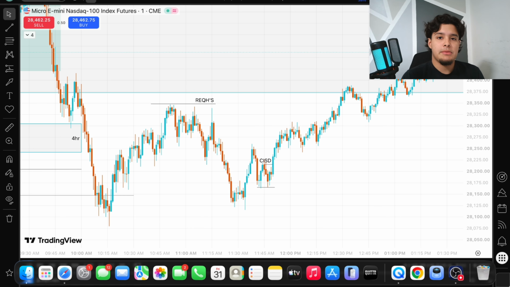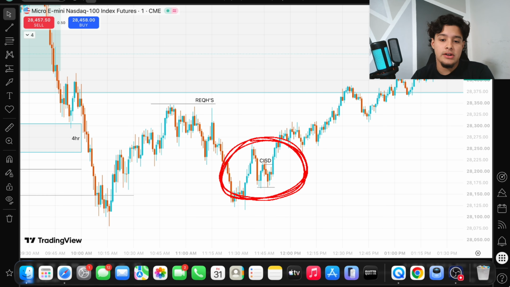Later on, the day proceeds and we end up consolidating for quite a bit, but in that consolidation, we end up forming relative equal highs. Relative equal highs are one of the strongest forms of market draws on liquidity, simply because there are so many stop losses there from people who trade support and resistance levels and trendline liquidity. The key point is there's so much liquidity there, it's almost impossible to not target.